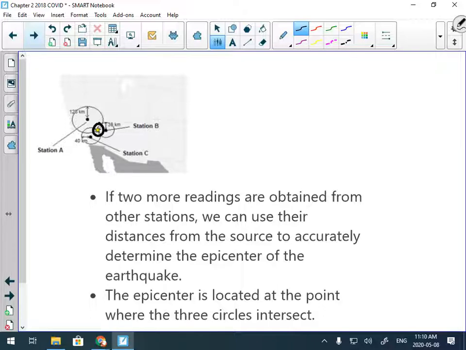Geologists do this on a map. I'm sure you guys have seen a map where 1 kilometer is equal to 1 millimeter, right?